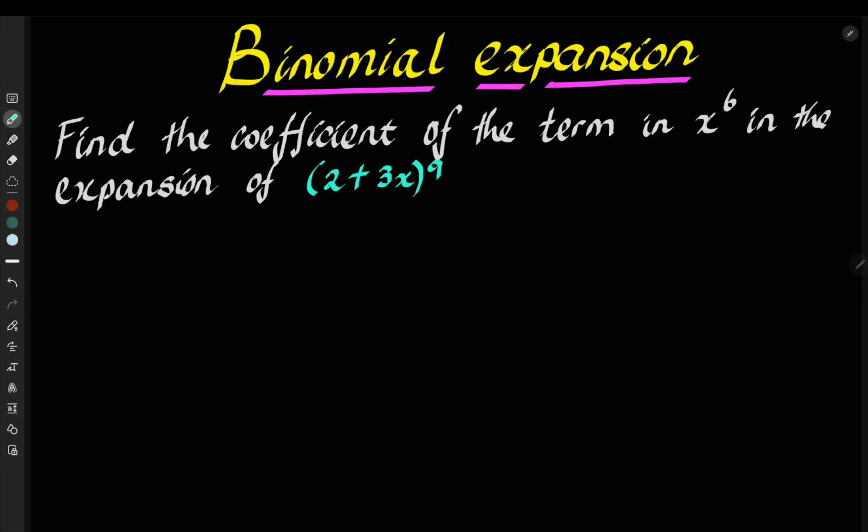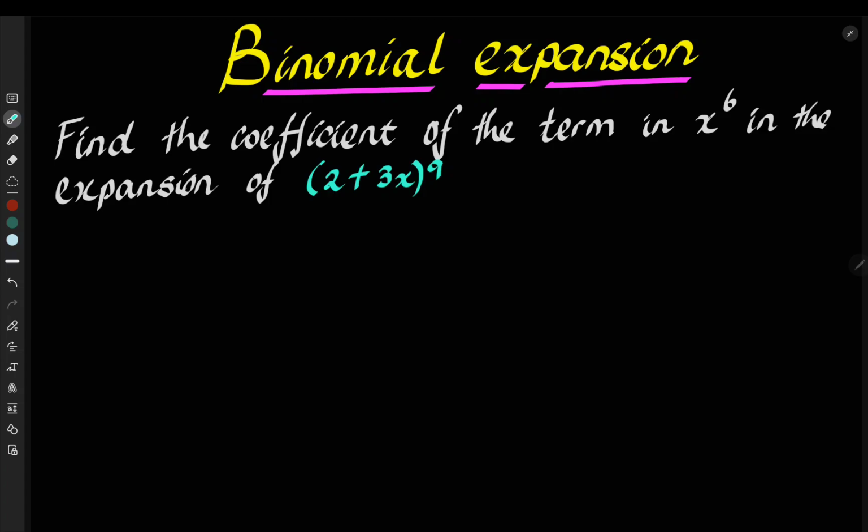Now, in this example, we are asked to find the coefficient of the term in x to the power 6 in the expansion of (2 + 3x) to the power 9. Now, we have got a power 9. If you are going to use Pascal's triangle, it's going to take forever because you have to get the coefficients in row 9, and this will take a long time. So this is the moment where you have to use the binomial theorem.